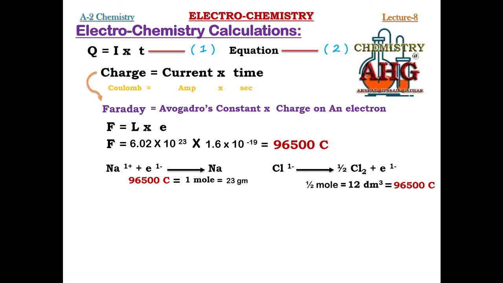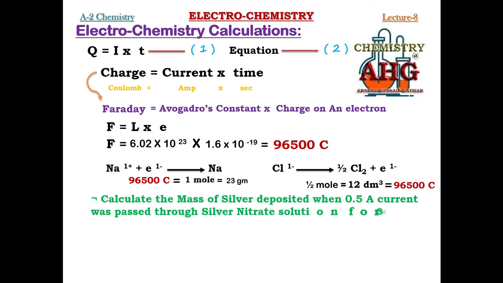Let's see. This is the simplest possible example that I'm going to start with. In this question you have been asked to calculate the mass of silver deposited when a current of 0.5 ampere, one variable, was passed through silver nitrate solution for 30 minutes and 40 seconds. The other variable, you can see in this question both variables, current and time, are available. So right now in this case, what will be the sequence of steps? Step 1 followed by step 2.